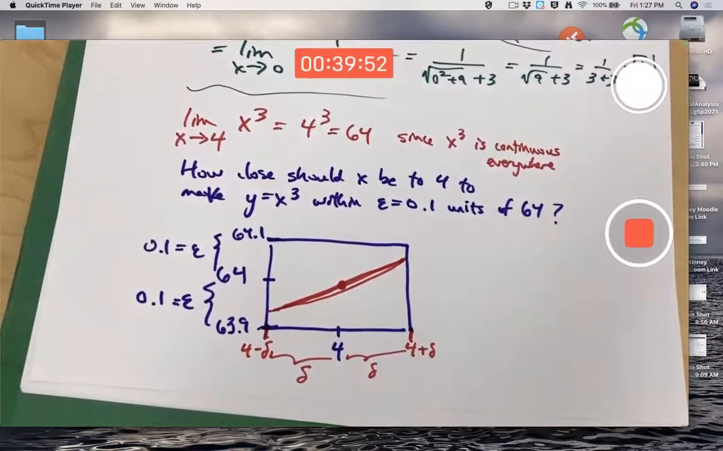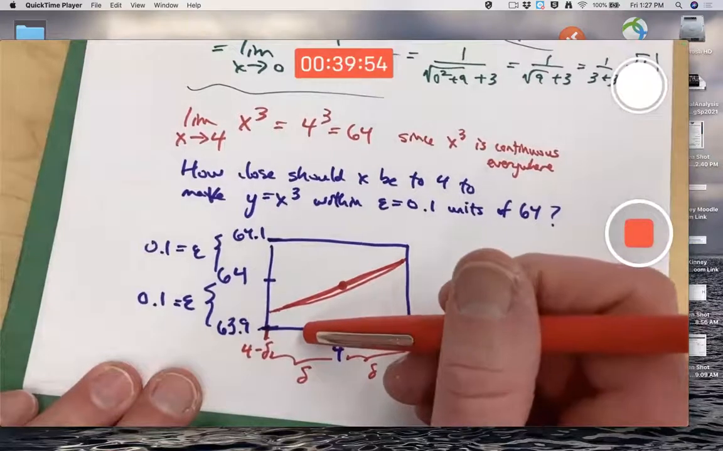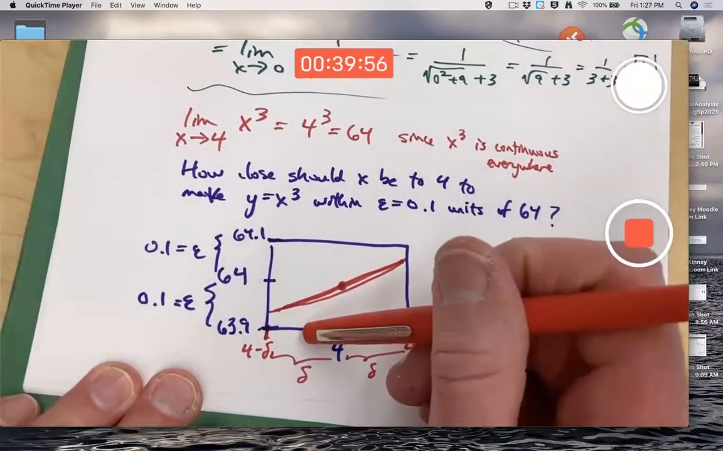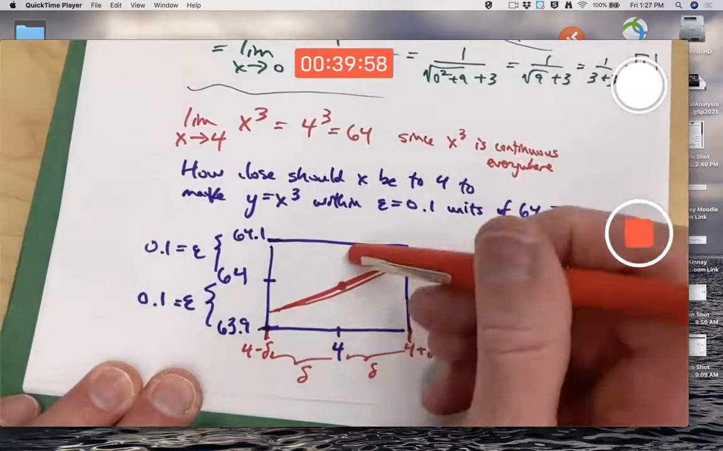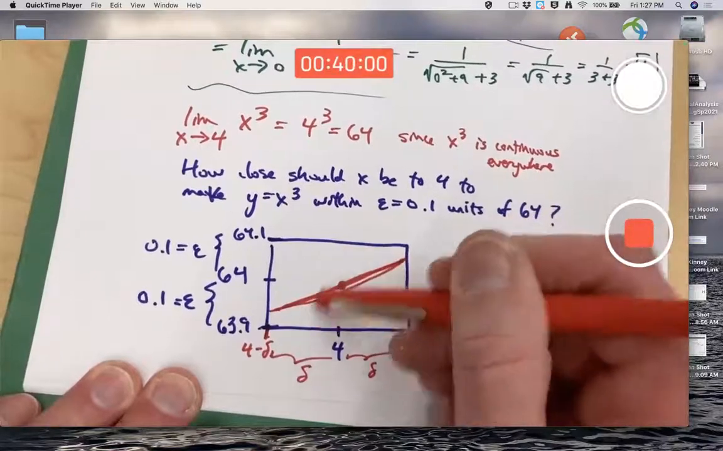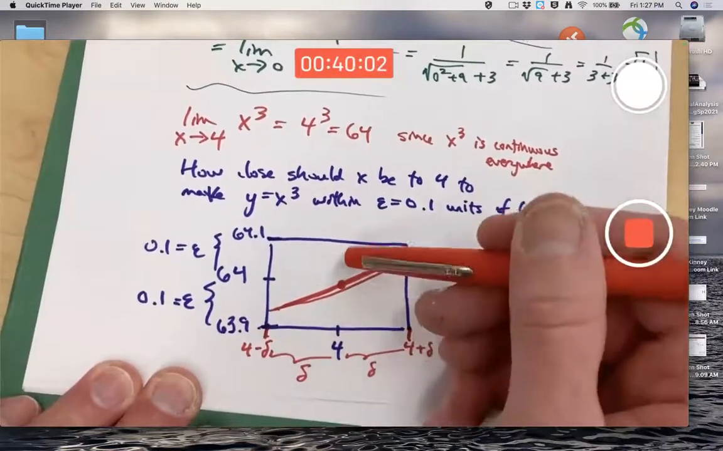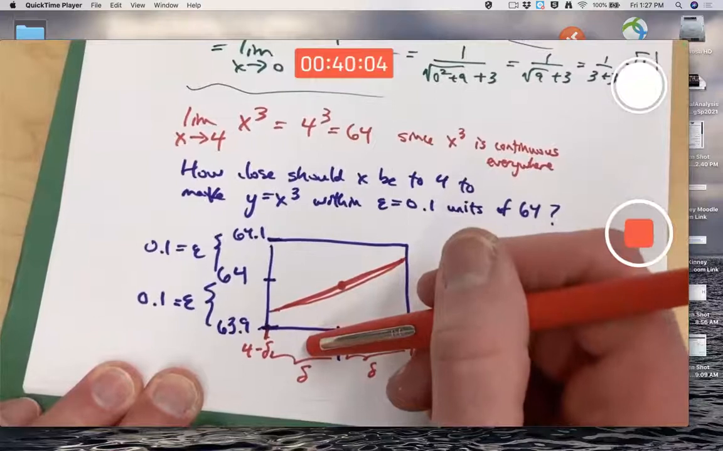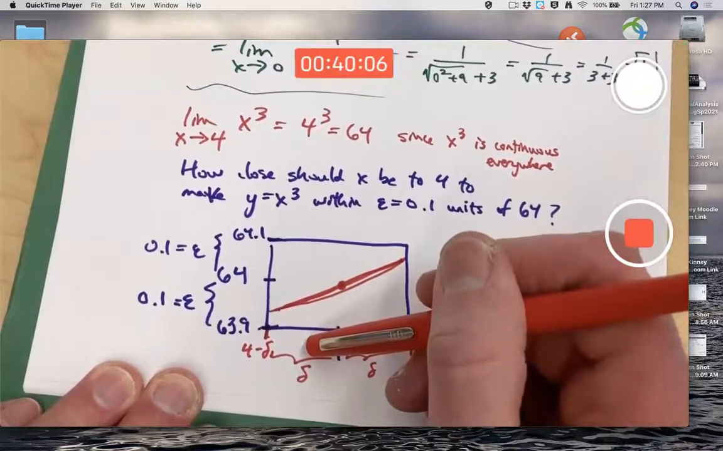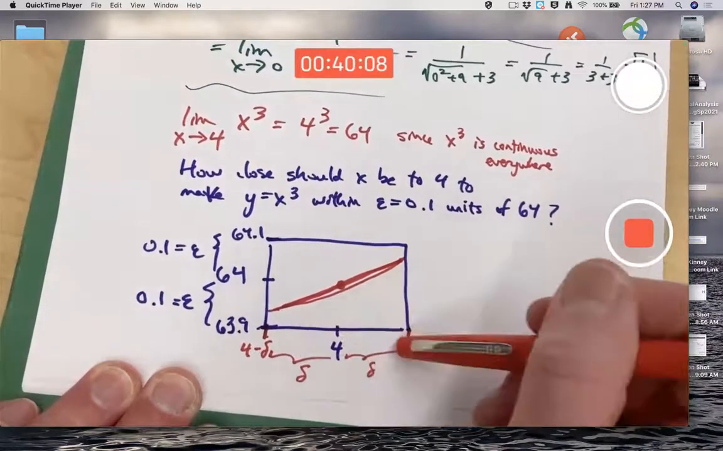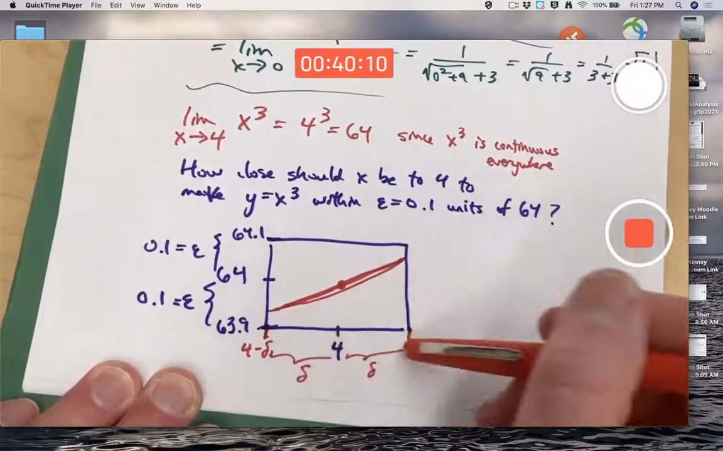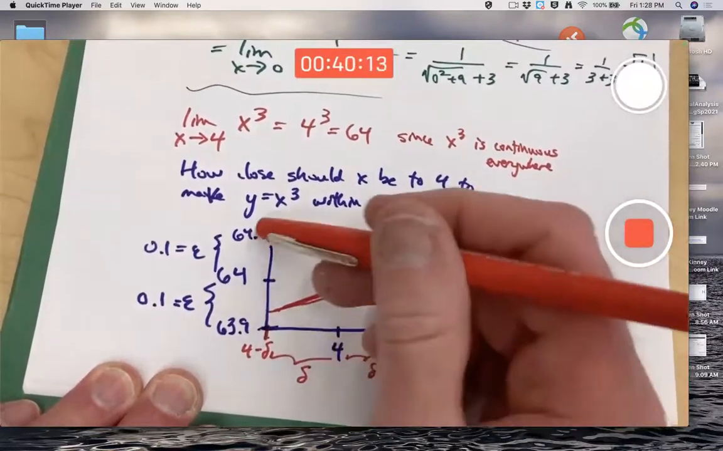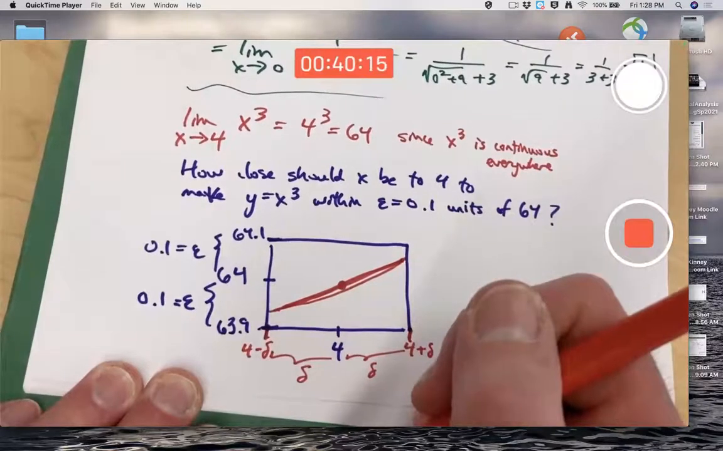I would not be successful if the graph looks like what I'm about to show you, but not actually draw. If the graph looked like this, see what my pen's doing there? In other words, if it's exiting the top and the bottom, that means I was not successful, because there'd be x values in this range whose outputs would not be between 63.9 and 64.1.